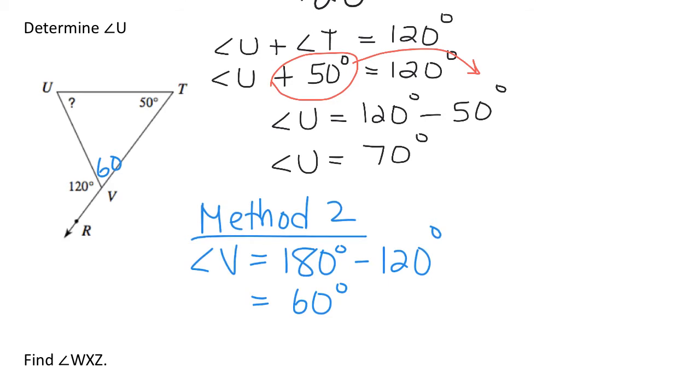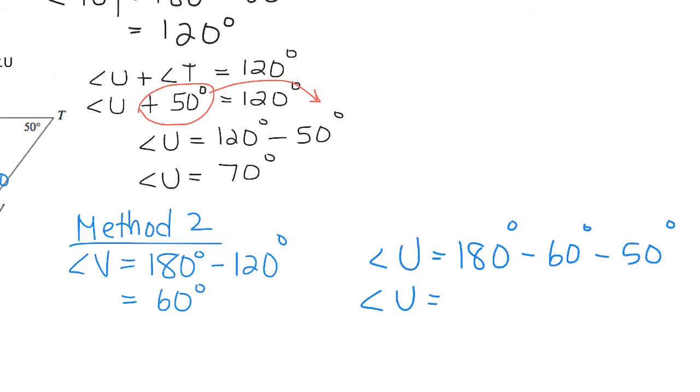And then what I do know about the inside of a triangle is that all three angles on the inside of my triangle, when I add them up together, should be equal to 180 degrees. So if I know angle V is 60 and I know angle T is 50, I can simply subtract these two known angles from 180, and the leftover would be equal to angle U. So to find angle U, we have 180 minus 60 minus 50, and that's going to give us 70 degrees.